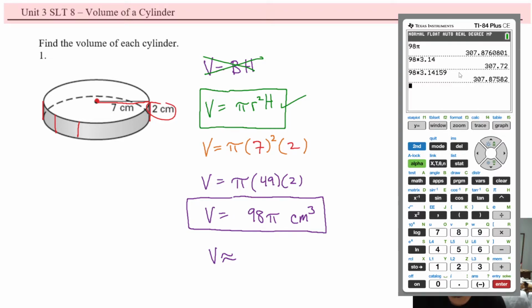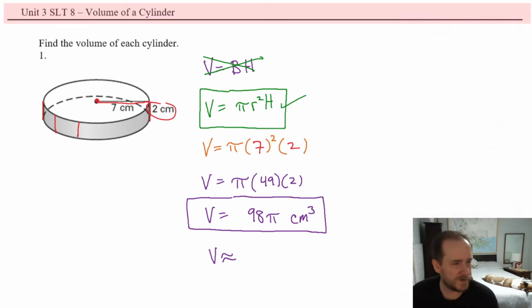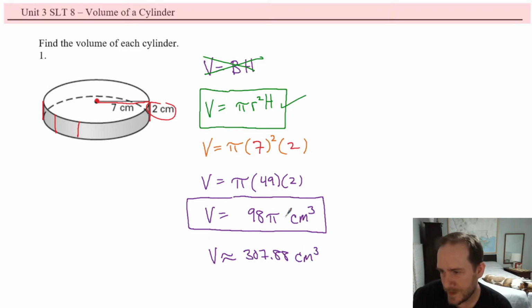So if you don't use enough places of pi, you're going to get an answer that's not what I'm looking for. So make sure you're careful with that. But anyway, back to work. Let me get this out of here. 307.88 is our answer. Okay, go away, calculator. And we'll record our answer. If you gave me 307.88, that would be fine, but I'd rather just have 98 pi. Okay, moving on.